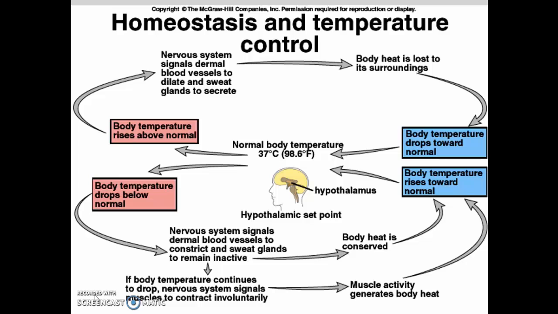So our normal body temperature is 37 degrees centigrade. All the enzymes in the body work at this temperature, and if the temperature gets too high or too low, it won't be good for our well-being. So the body has got its own mechanism.